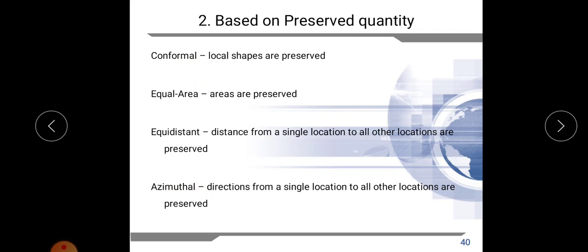In conformal, the shapes are preserved. Shapes of regions are preserved in conformal transformation, and in equal area, areas are preserved, and in equidistance, distance from a single location to all other locations is preserved, and in azimuthal, directions from a single location to all other locations are preserved.